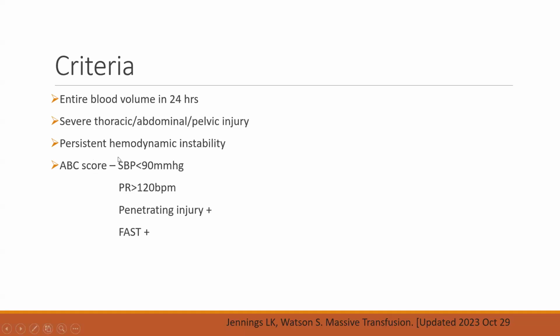It has four variables: systolic blood pressure less than 90 mmHg, pulse rate greater than 120 beats per minute, penetrating injury present, and focused assessment sonography in trauma positive. Each variable carries 1 point. If the ABC score is 2 or more, the patient fits the criteria for massive blood transfusion.